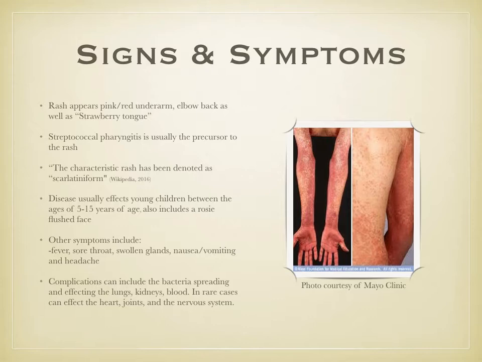Scarlet fever is well known for having the telltale signs of a rash on the tongue known as the strawberry tongue. The rash can then spread from the abdomen to the extremities. It usually affects children between the ages of 5 and 15 years of age.